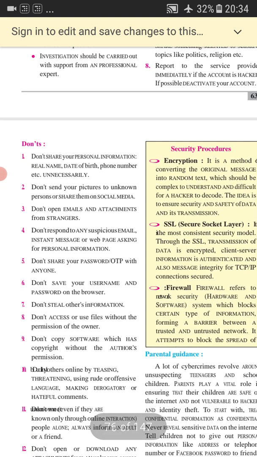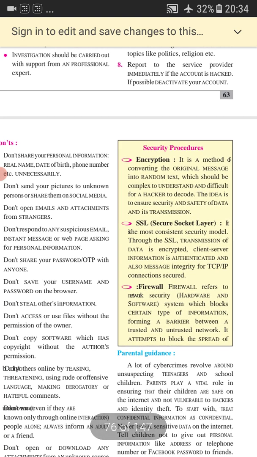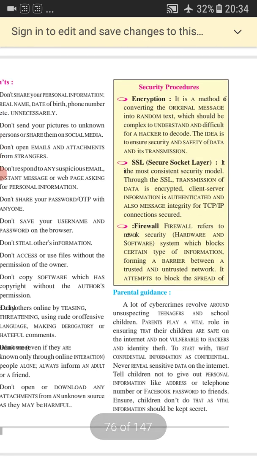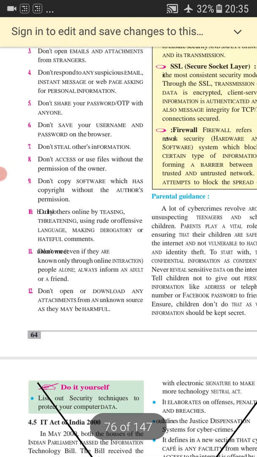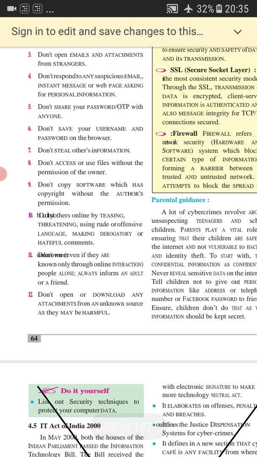Next is parental guidance. How does parental guidance help? A lot of cyber crimes revolve around unsuspecting teenagers and school children. So parents play a vital role in ensuring that their children are safe on the internet, not vulnerable to hackers and identity theft. So it is mandatory for everyone, for you too, to follow these rules to stay safe.